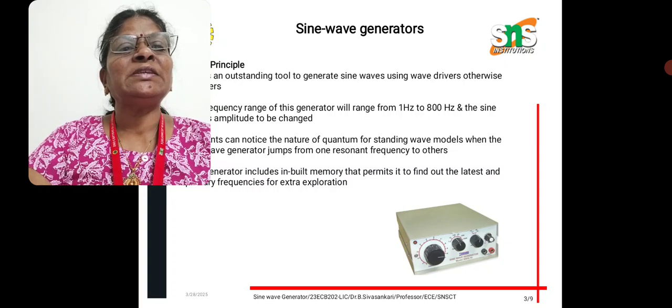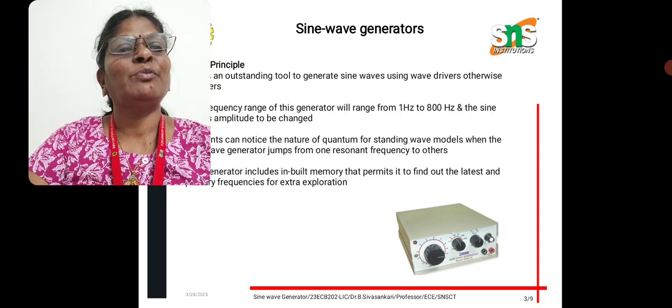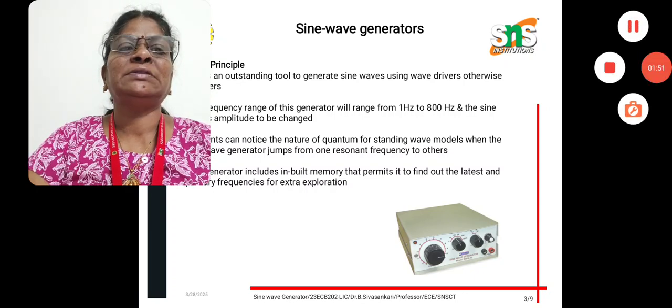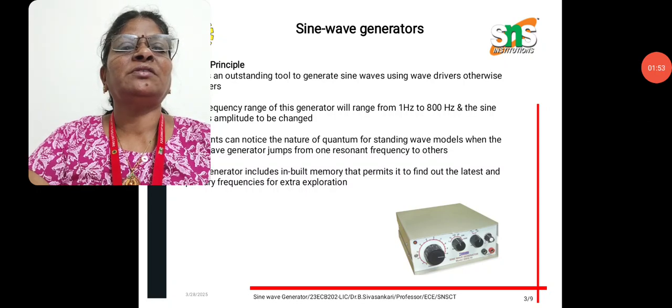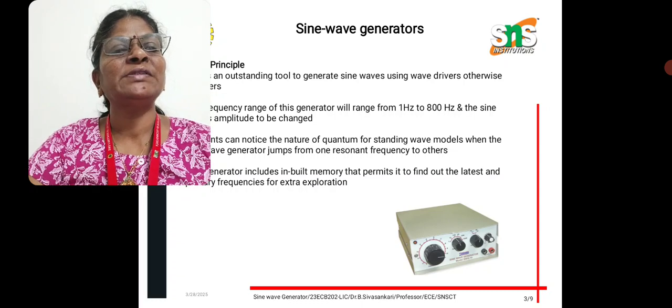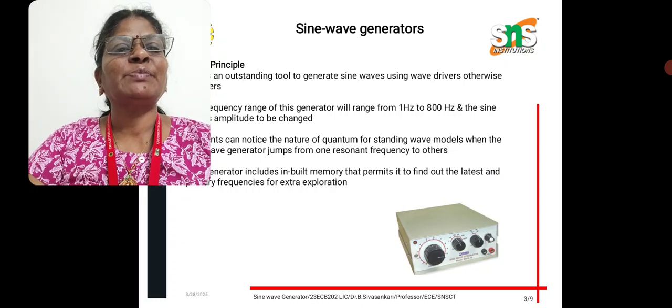So we can notice the nature of quantum standing wave models when the sine wave generator jumps from one resonant frequency to another. The sine wave generator includes inbuilt memory that permits finding the latest and temporary frequencies for extra exploration.